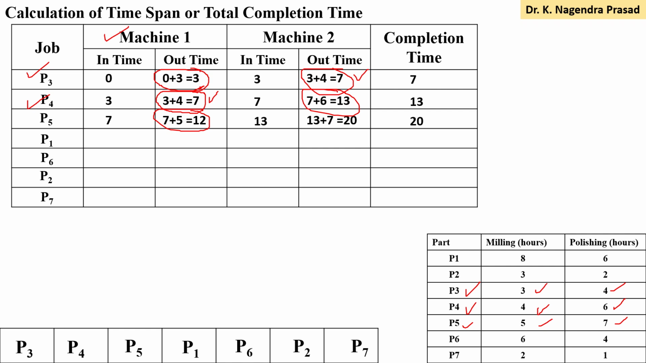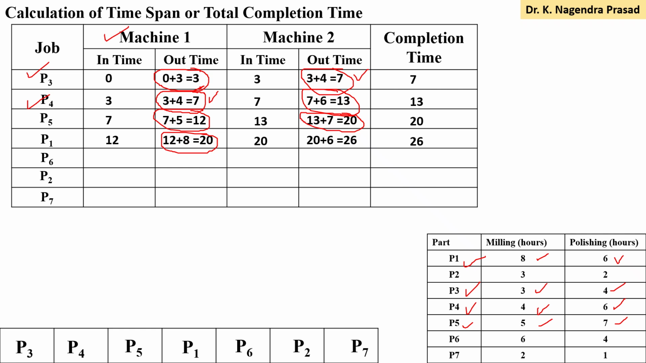The total completion time is 20 for part 5. And next, in time for part 1 on machine 1 is 12 and the processing time is 8. So 12 plus 8 is equal to 20, and here out time on machine 1 is 20, and similarly out time on machine 2 is also 20. Then in time will become 20 and the processing time is 6. So 20 plus 6 is equal to 26. So total completion time for part 1 is 26.